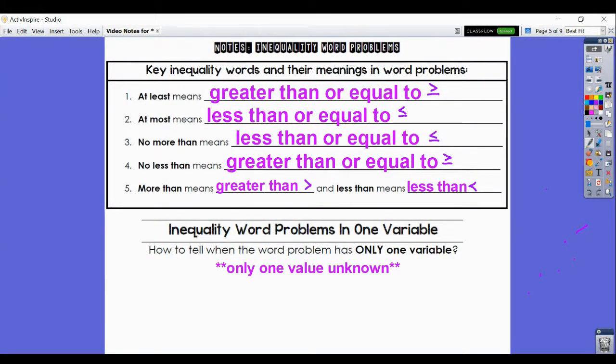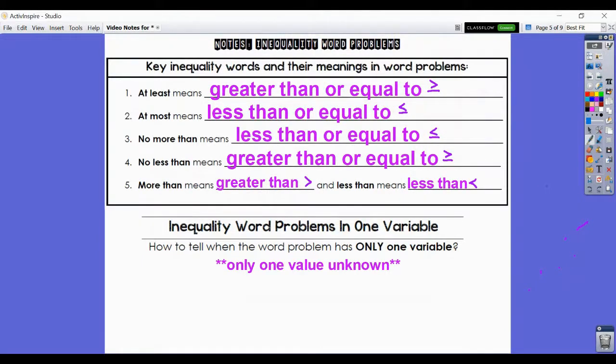Today's video notes, we will look at inequality word problems. The key inequality words and their meanings in word problems are as follows. At least will always mean greater than or equal to. That is, you can have at least $200 in your bank account, but you might want to have more. At most means less than or equal to. That is, at most you want 500 cupcakes for the party, but you can have less than that.